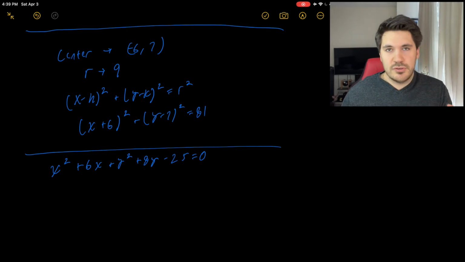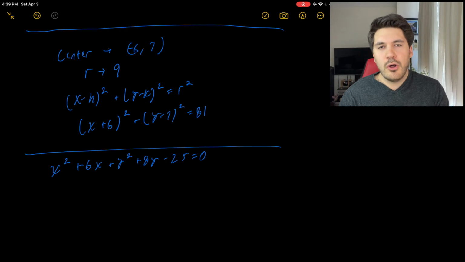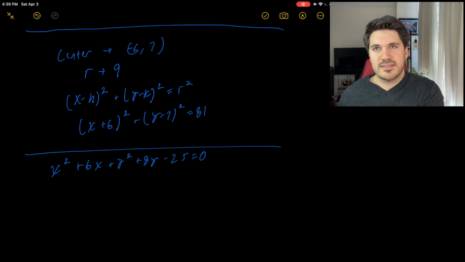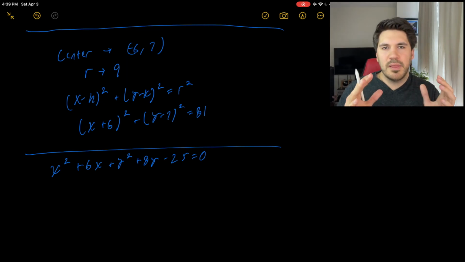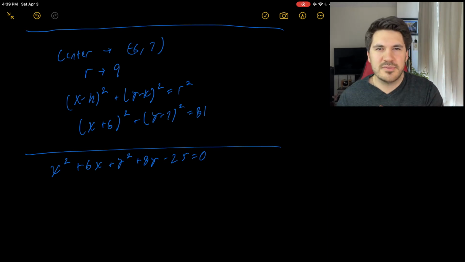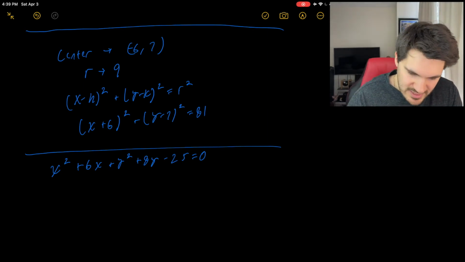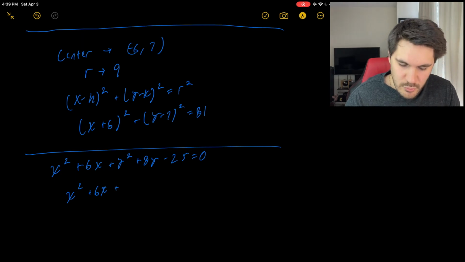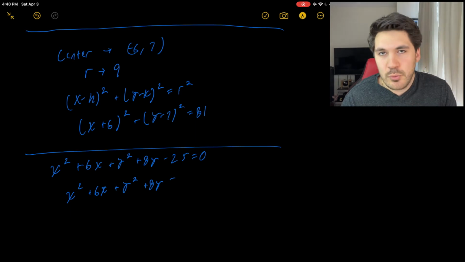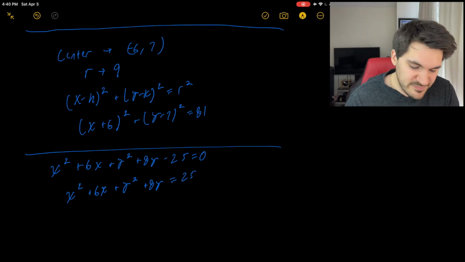The first thing you need to do is move all the constants to the other side of the equation, to the right side. And on the left side, you want to bring all the x terms together and the x squared terms together, and all the y terms together and the y squared terms together. So we're going to rewrite this equation as x squared plus 6x plus y squared plus 8y equals 25.